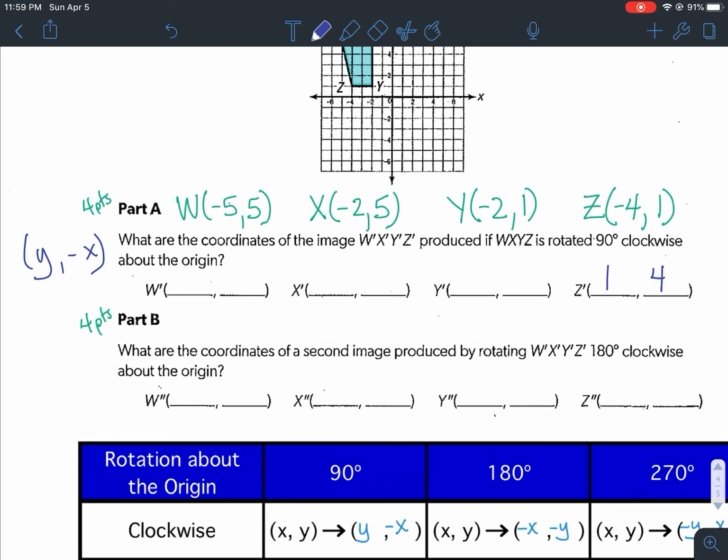Right now, pause your video, find W prime, X prime, and Y prime using (y, negative x). Remember, negative x doesn't mean that you make the x coordinate negative. It means you take the opposite. When I say negative x, it means take the opposite of x.